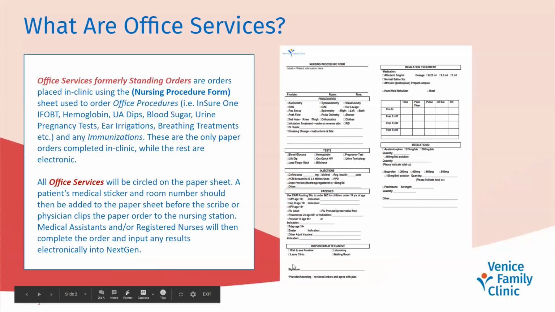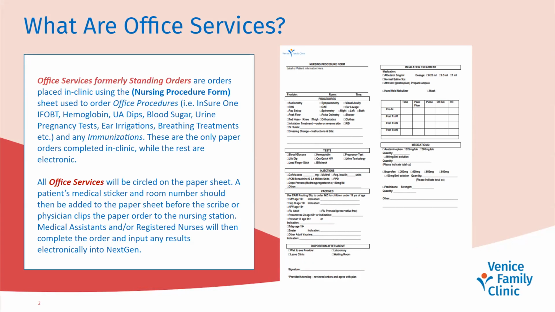So Office Services was formerly named Standing Orders, which are placed in clinic using the nurse procedure form, that long sheet that has the different orders. Those include IFOBT, hemoglobin, UA dips, blood sugars, basically any point of care services here at the clinic, and immunizations as well. These are done via paper orders and completed in clinic, while the results themselves are charted electronically.